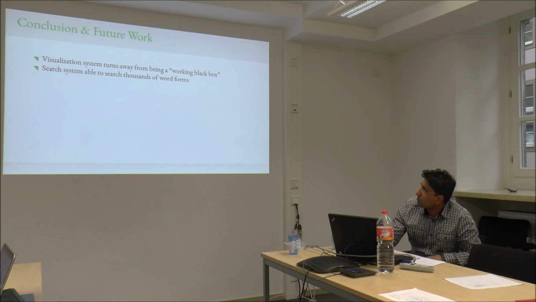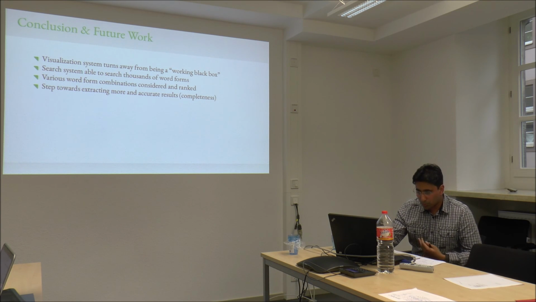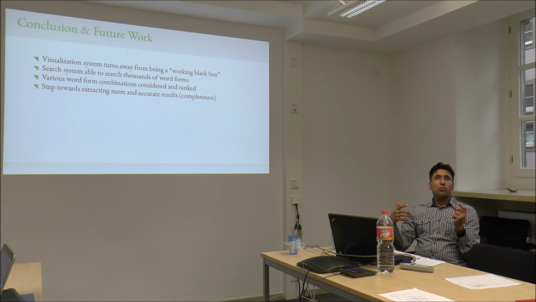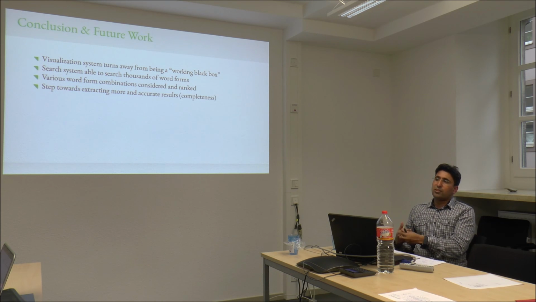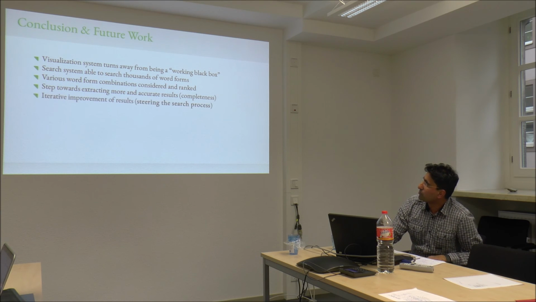The search system is able to search thousands of word forms at the same time and represent them in a compact way. The word forms are considered and ranked according to different criteria. So it's a step towards extracting more and more accurate results of a concept. The more terms that we can define for a particular concept, the more accurate the results can be. The keyword search has a problem that you can only look for one term at one time, and then another term, and then you have to combine the results yourself. Here you can just model them and have them aggregated in the main node.